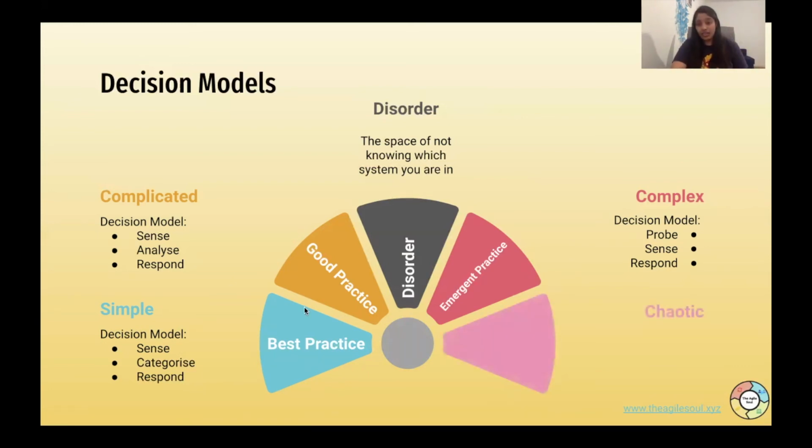Lastly is the chaotic model. Now, when you're in this model, it's very important to understand, again, the decisions here.